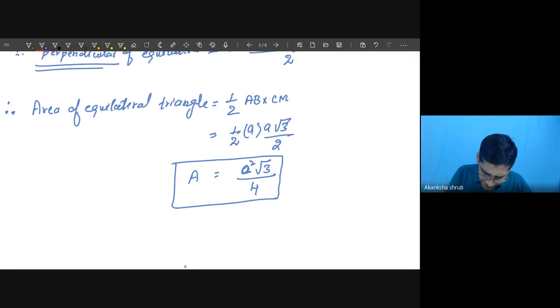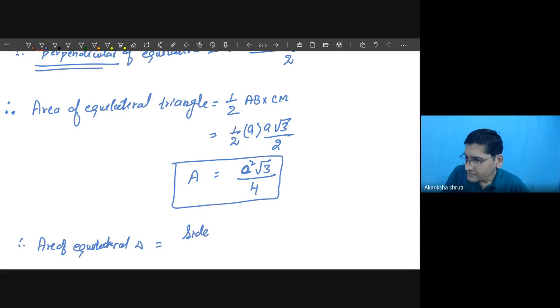So therefore, the area of an equilateral triangle can be obtained by, since all the sides are equal, their side square has to be multiplied by root 3 by 4. Okay, student? It is the formula that we have to keep in mind.